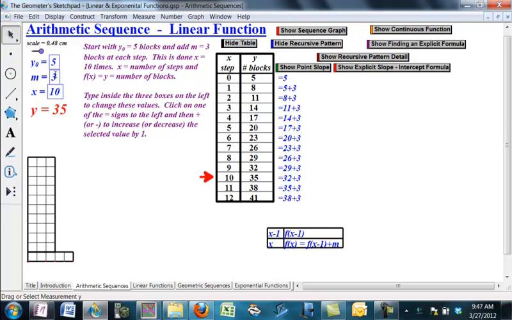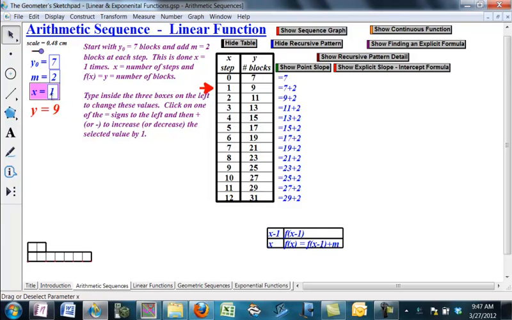Now, this sketch is dynamic, so if I want to change this and say I don't want to start with 5 blocks, I'd rather start with 7 blocks. And I don't want to go up by 3 at a time, I can go up by 2 at a time. We can see how this works out. So now what are we doing? We're starting at 7 blocks, and we're adding 2 blocks each time.